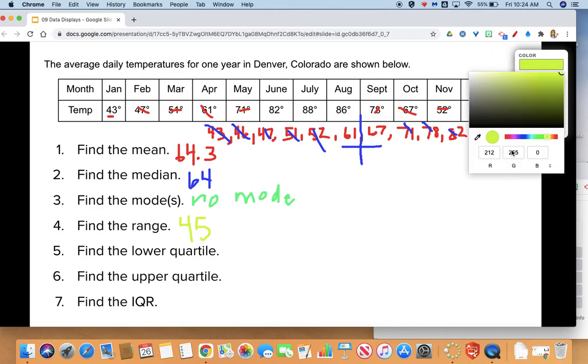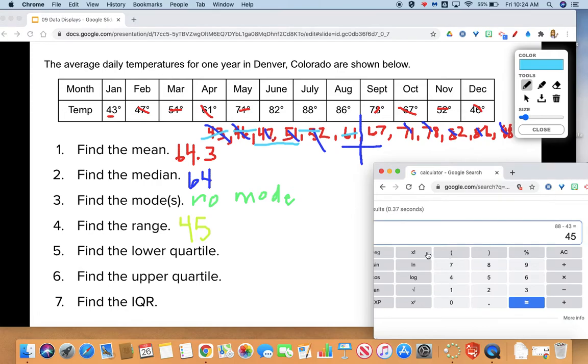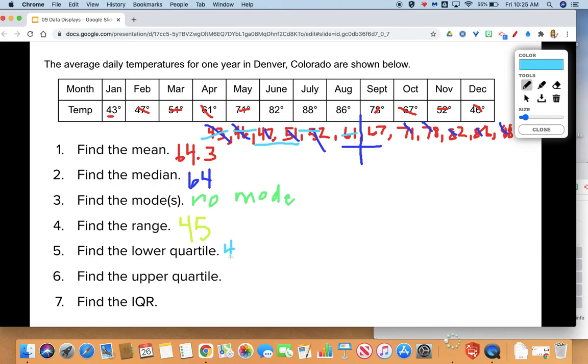My lower quartile, I'm looking at everything below the median line, but I am going to include that 61 because that's below the median. So I'm going to do low, high, and I come down to 47 and 51. How do I find the middle number? Add them together, 47 plus 51, and divide by 2. I get 49 for the lower quartile.